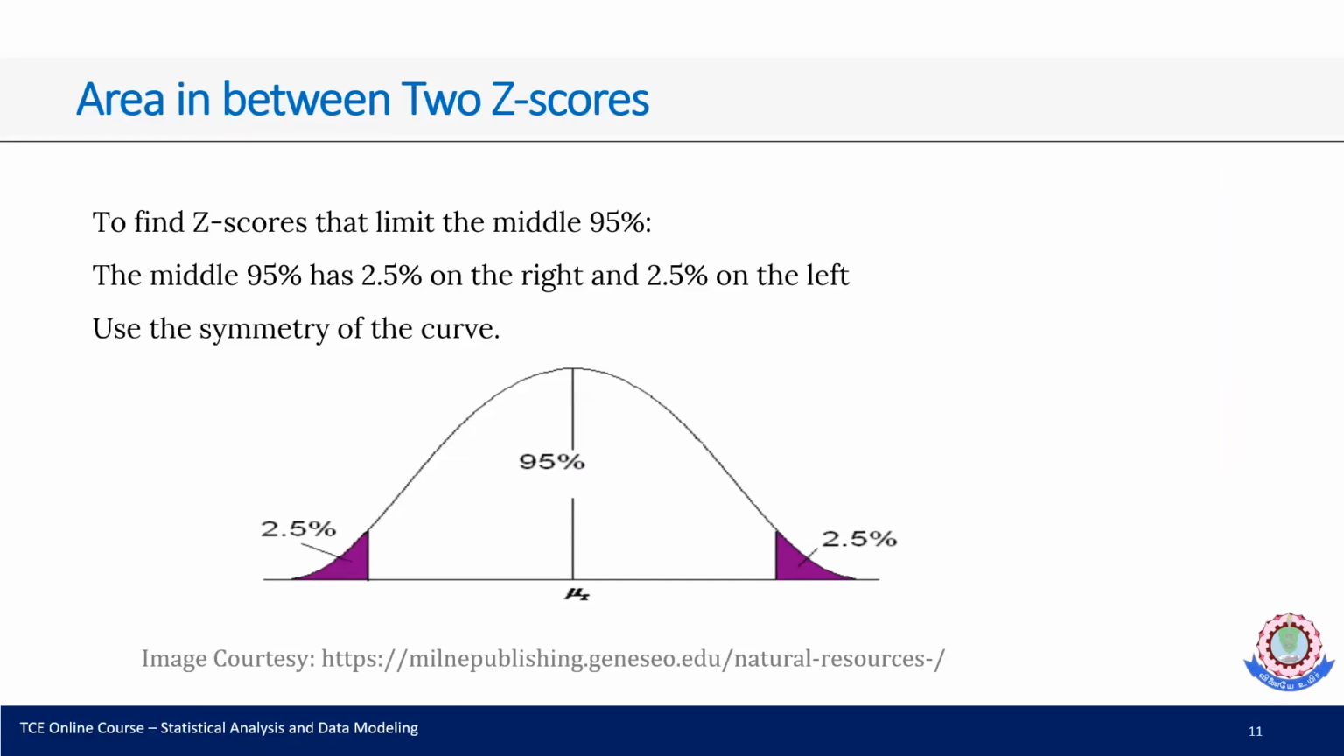So next, you are going to identify the area in between the two scores. To find the Z scores which have the cumulative limit in the middle 95%, the middle 95% has 2.5% on the right and 2.5% on the left. You are going to use the symmetry of the curve. Looking at the standard normal table, which is cumulative from the left, it is easy to find the area on the left first. So finding the value of 0.025 on the negative side of the table, our Z score is minus 1.96.